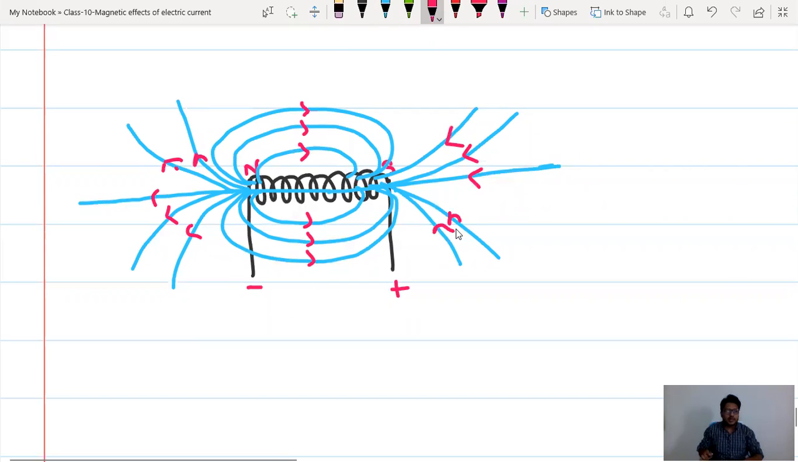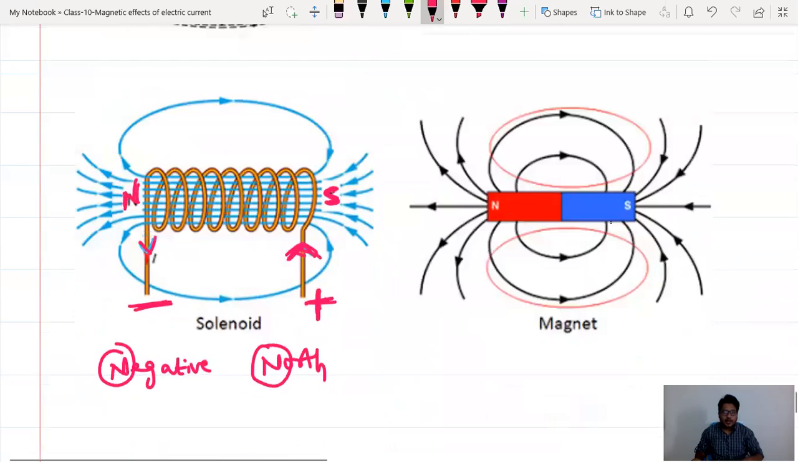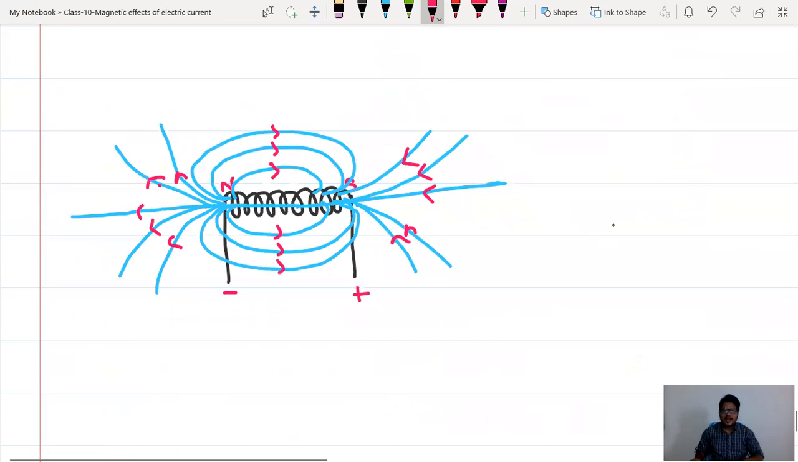That's it. So in this lecture, we have studied all these things. In our next lecture, we'll see the force acting on a conductor because of a magnetic field. So that's it in this lecture.